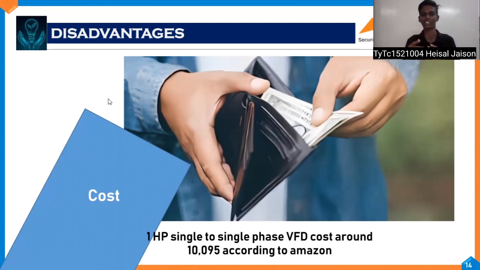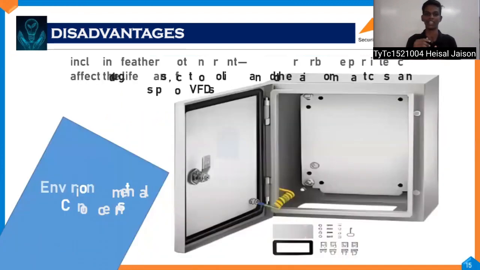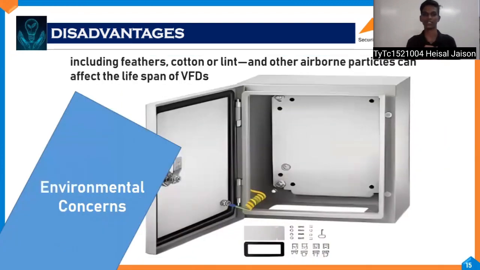Another disadvantage of VFD is environmental concern. I think you all know about the environmental concern. If you keep a VFD outside or in other places, it can be affected by rain and heat. It also should be protected from airborne particles like cotton threads, etc. So we use a VFD panel box.